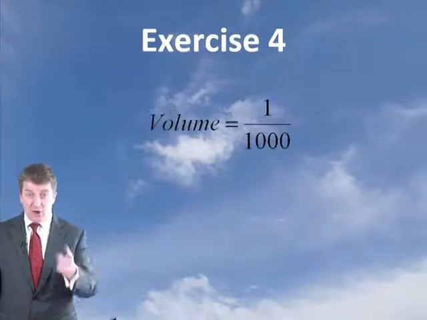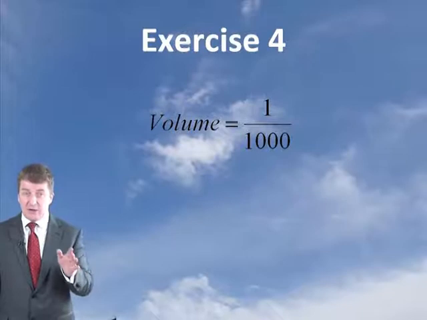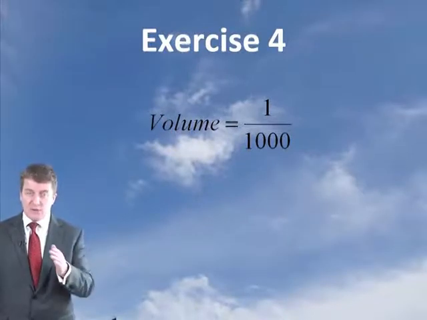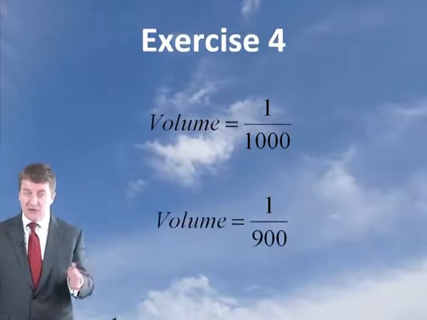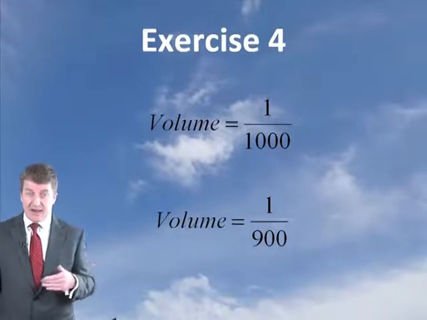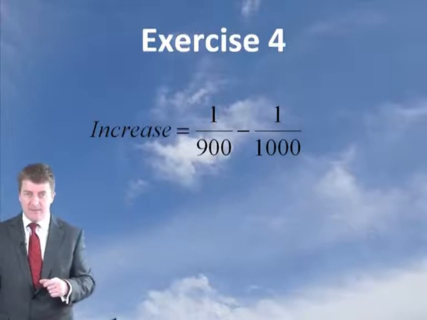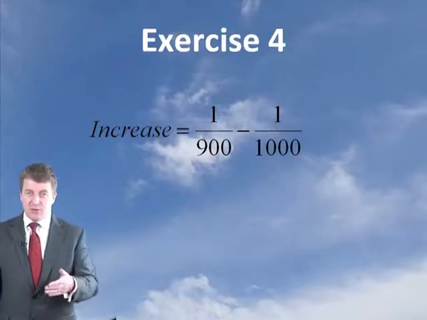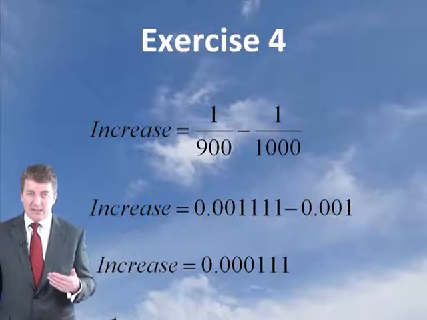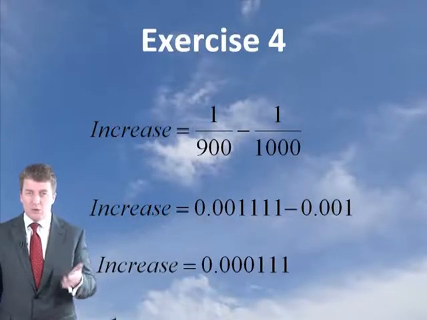Now we know that at 0 degrees C, the volume of 1 kilo is 1 divided by 1,000. And at 100 degrees C, the volume equals 1 divided by 900. Therefore, the increase in volume is 1 divided by 900 minus 1 divided by 1,000. It comes out at 0.000111. Do you understand? We can work out the increase by knowing the density difference. Now, how do we determine the coefficient of cubical expansion?